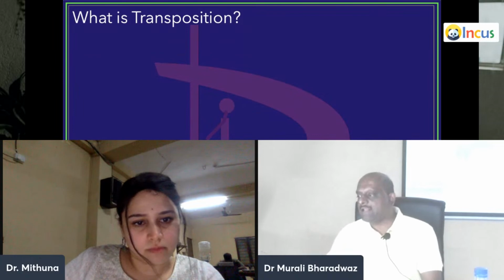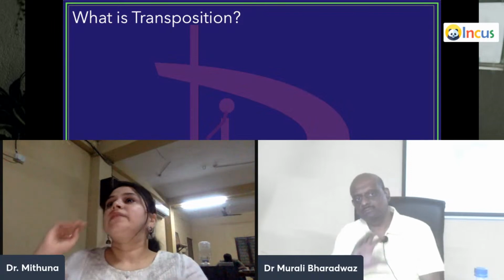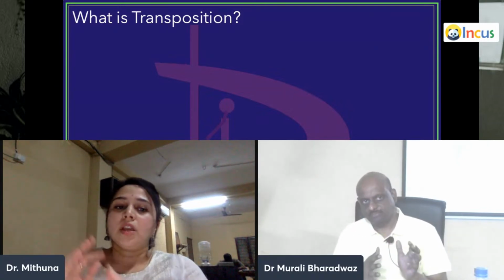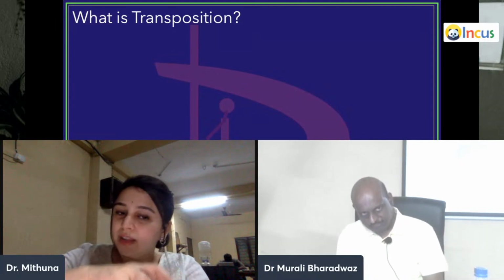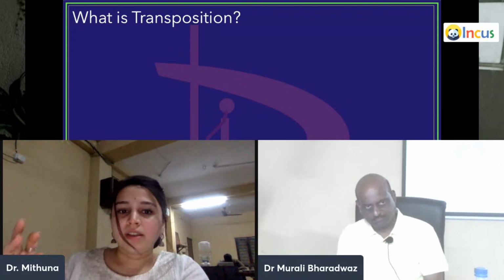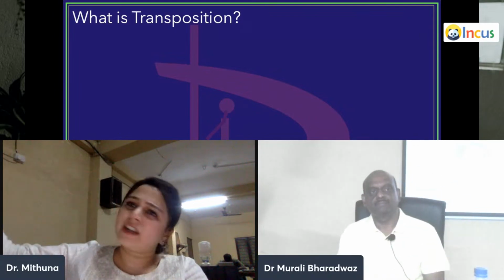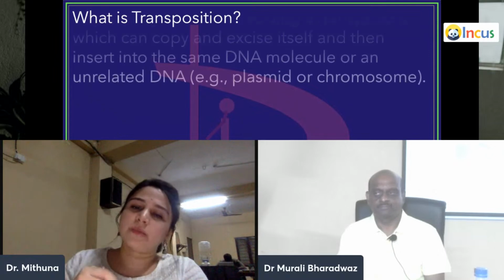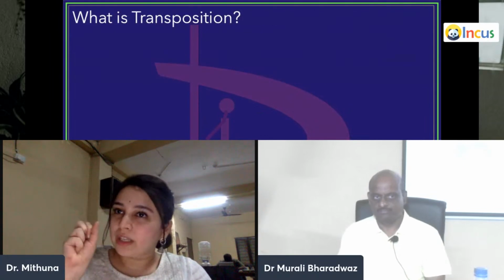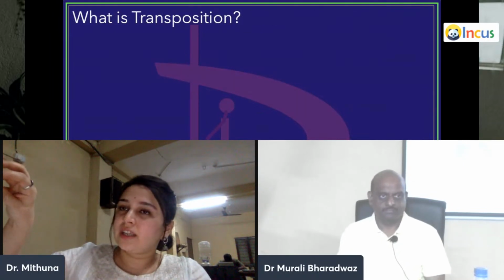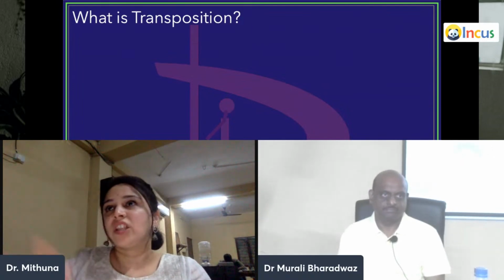So what is transposition, doctor? As the name itself says, sir, there is a change of position. It is a jumping process involving a transposon, which can copy, excise itself, separate, and then insert into the same DNA molecule at another place, or into an unrelated DNA also. An example is a plasmid or a chromosome. It is reading it, copying it, leaving that DNA, and getting attached on the same DNA at another place or into another unknown DNA. That is transposition.